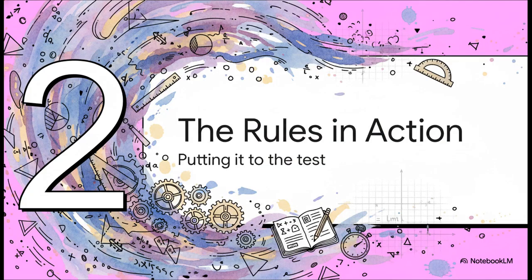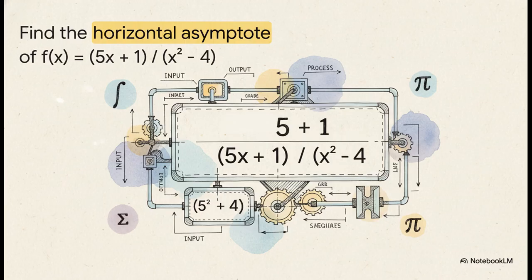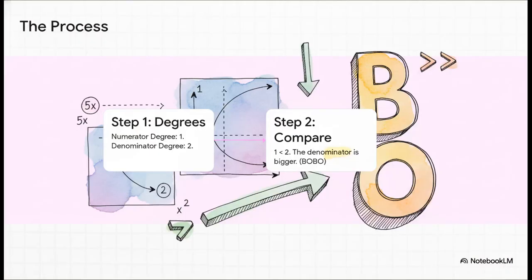All right, theory is great, but math is all about doing. So let's put our new 3-rule toolkit to the test with a few examples. First up, a pretty standard one. We need to find the horizontal asymptote of f of x equals 5x plus 1, all divided by x squared minus 4.